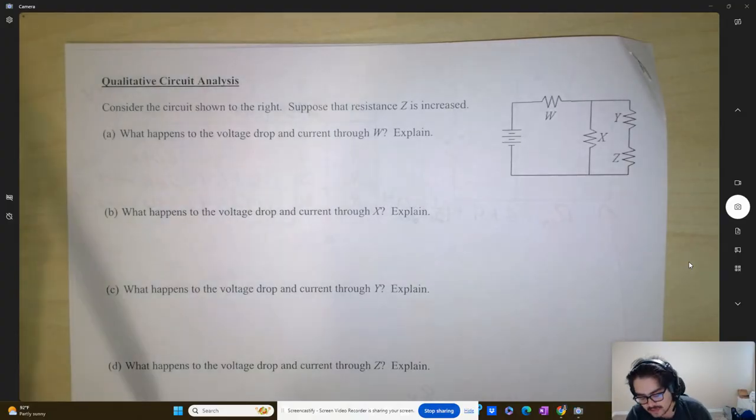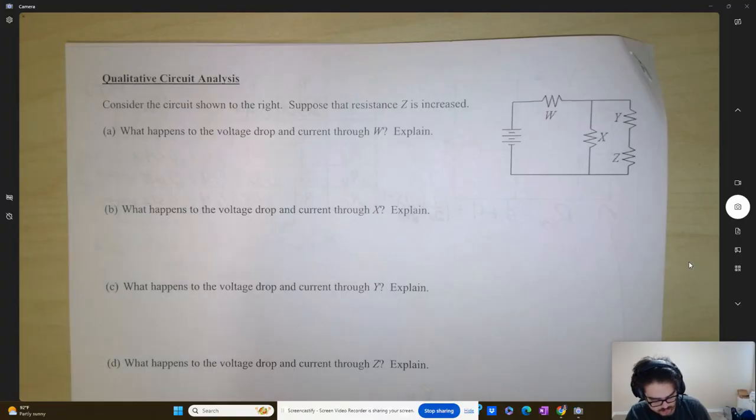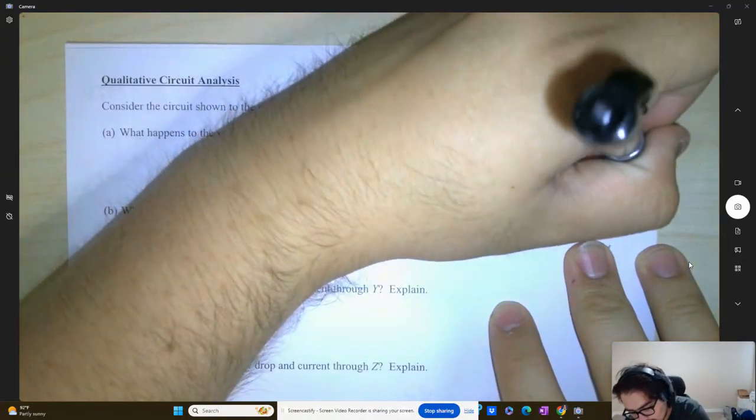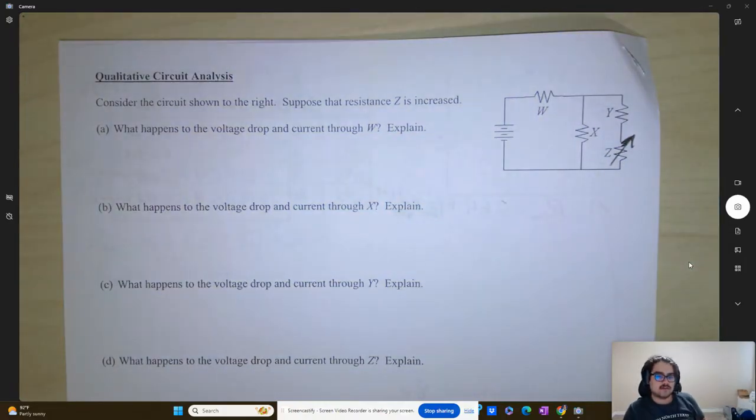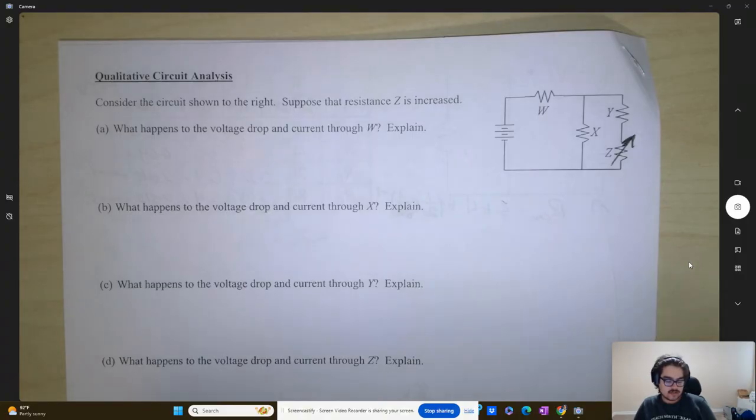Suppose that resistance Z can be increased. This is like a variable resistor, so I'm going to draw the arrow on it to show that it's variable. Okay. Suppose that resistance Z is increased. What happens to the voltage drop and the current through W?